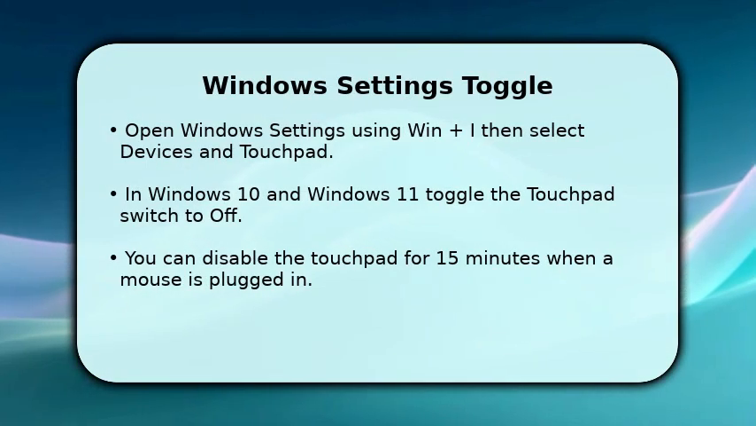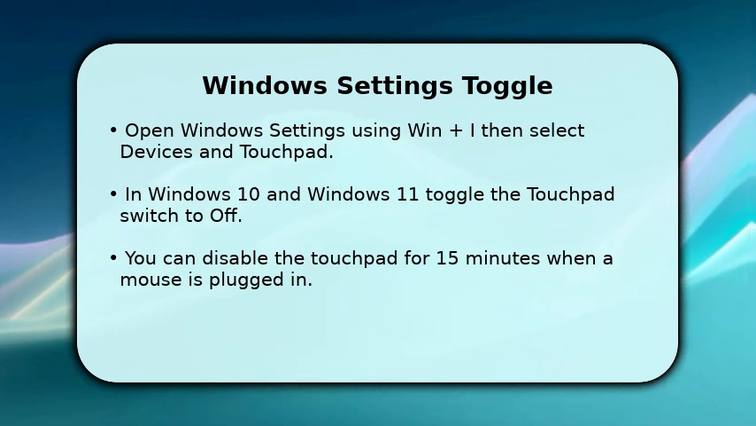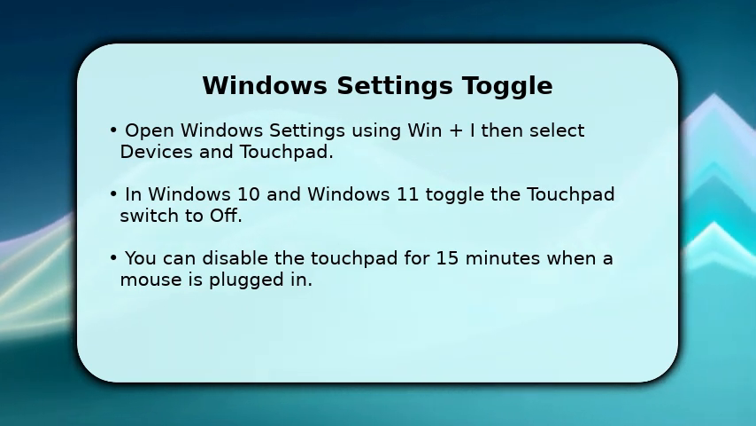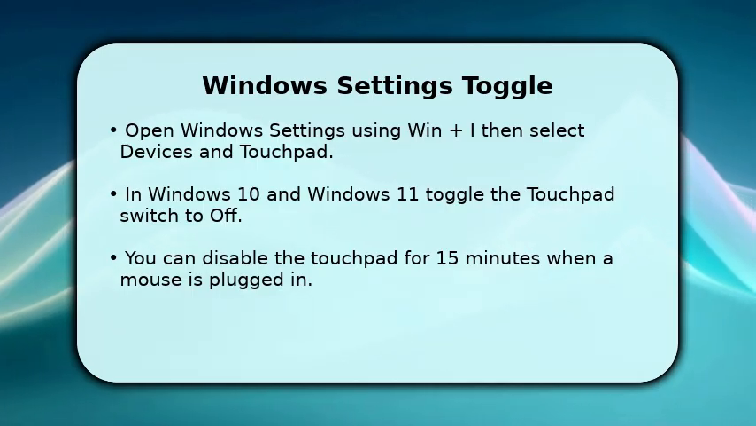Press Win+I to open Windows settings and then choose Devices from the list. Select Touchpad on the left side and look for the on or off switch at the top. Toggle the switch to off to disable the touchpad immediately.